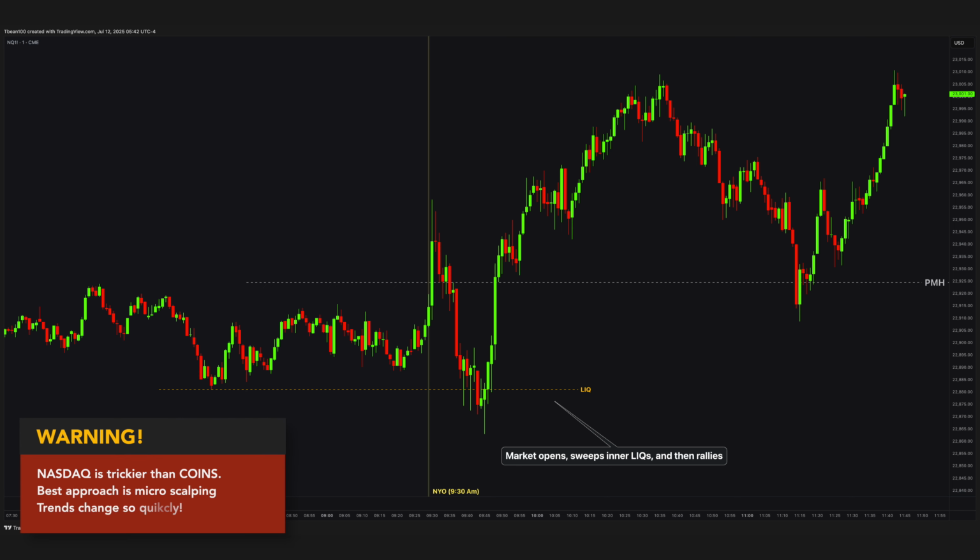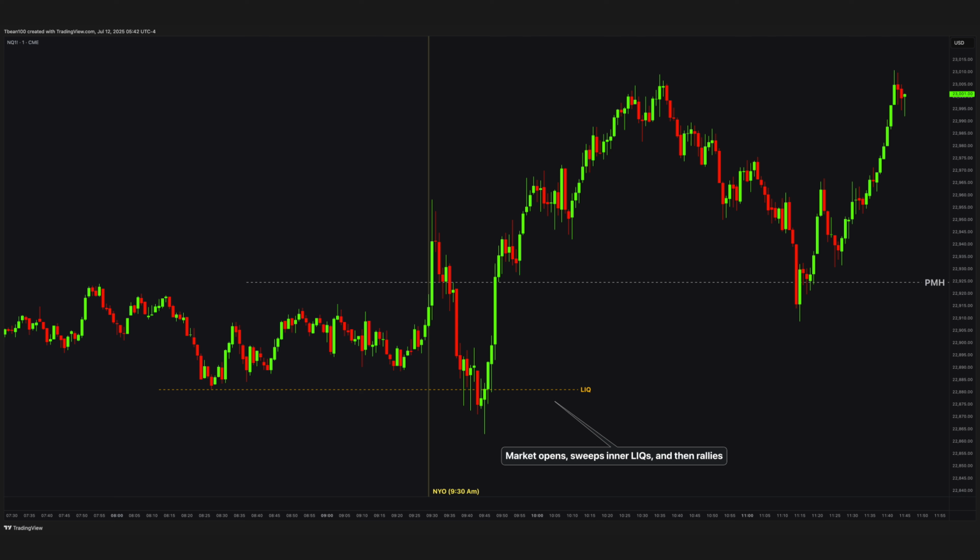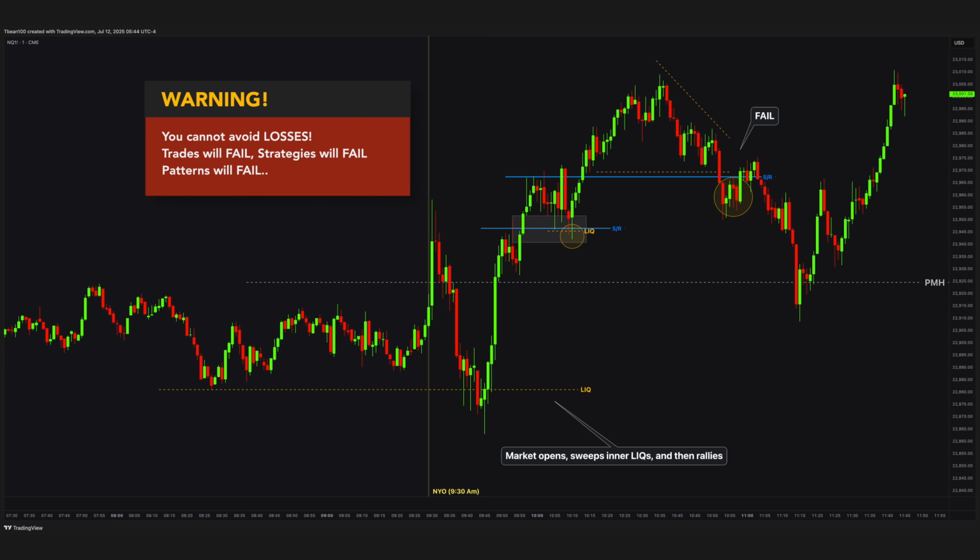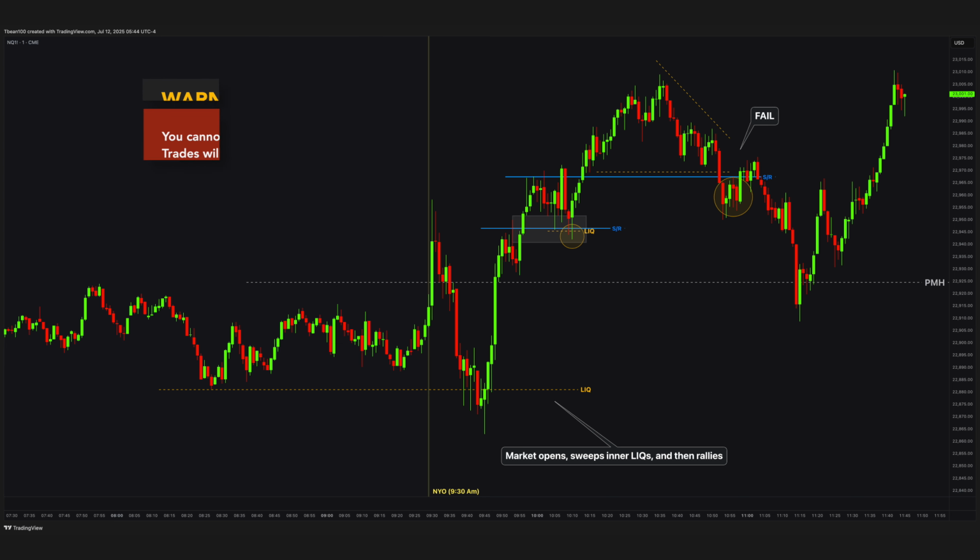Trading the Nasdaq is actually much harder and trickier than trading the coins, in my opinion. The best way to trade is micro movements, like here. Notice this inner SR flip with an imbalance area, which also sweeps the inner liquidity. And look, the same thing happens one more time. But this time it fails. Because no pattern works all the time. It will fail and you will lose some trades from time to time. There is no fix for that.